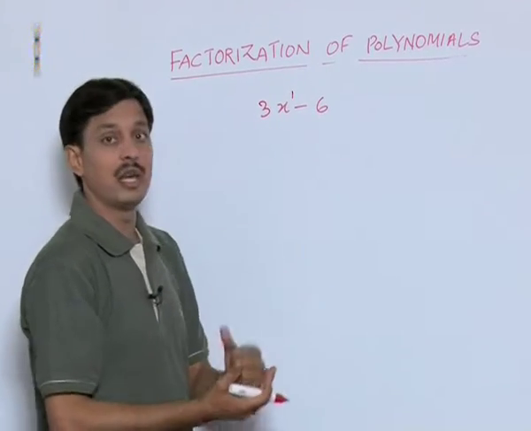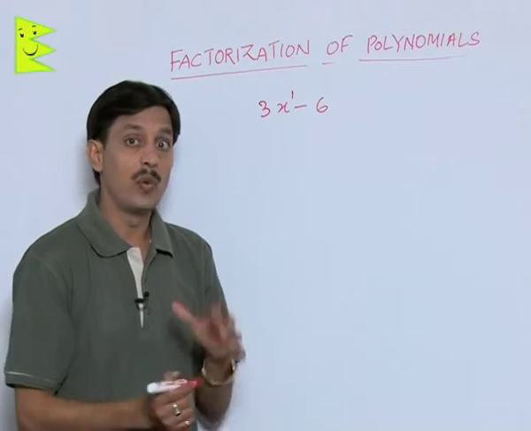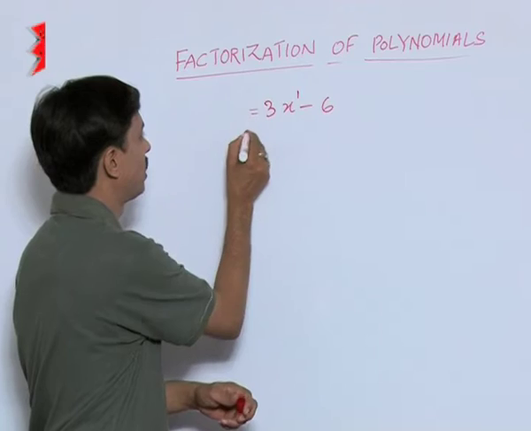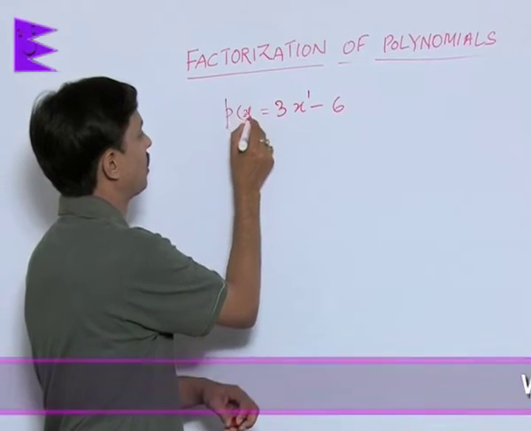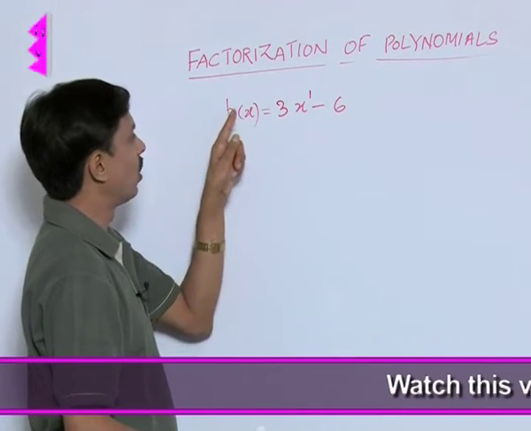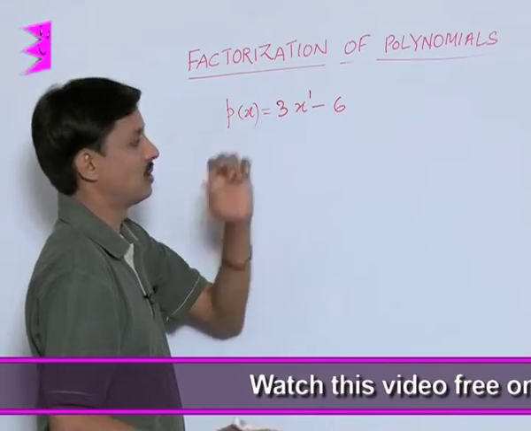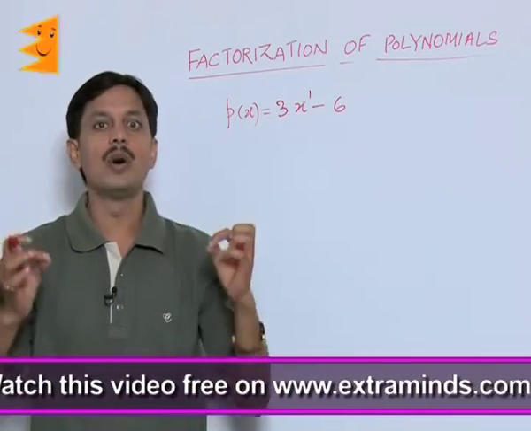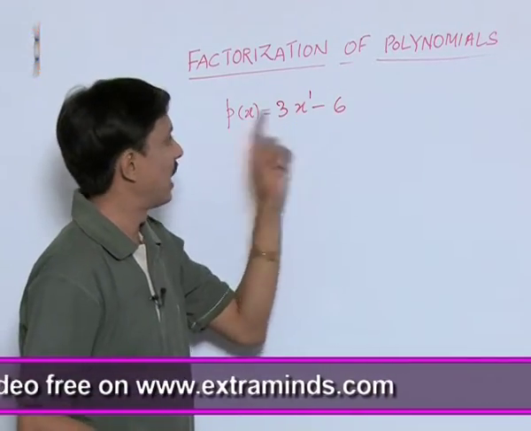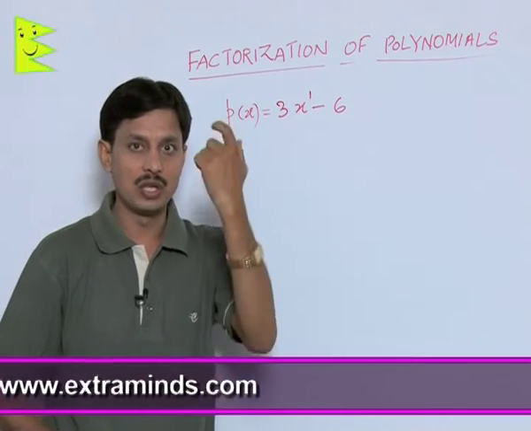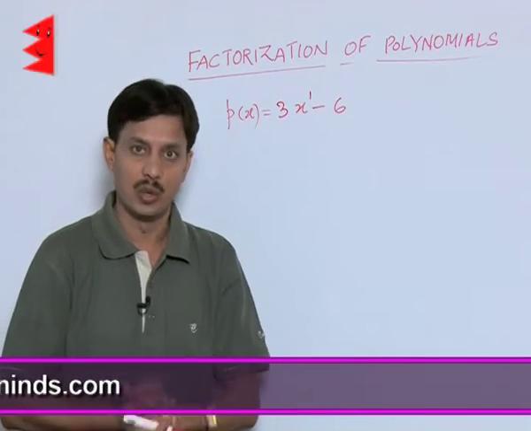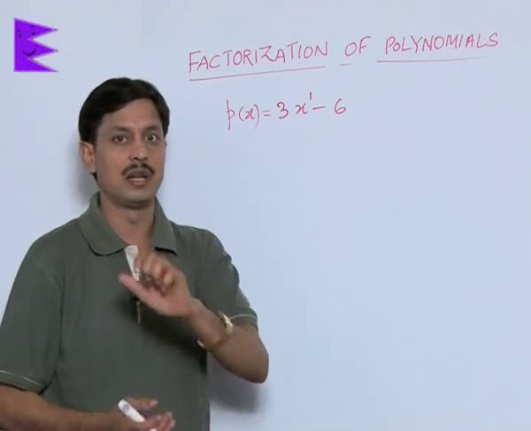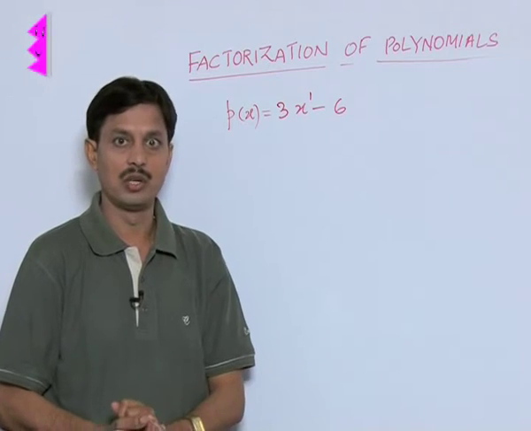Now the question is, is there any value of x possible? I can represent 3x minus 6 by the symbol p(x). p(x) meaning a polynomial in x is 3x minus 6. If I ask you to trace a value of x which, when supplied here, makes the right hand side result 0: at x = 1, 3 into 1 minus 6 is minus 3, so the result is not 0.